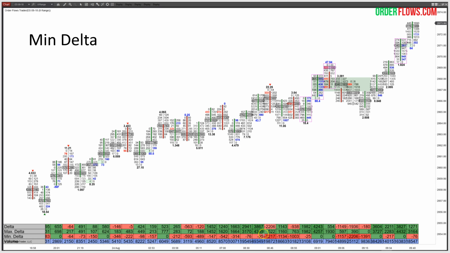It's not necessarily that the max delta minus the min delta comes to the final delta. No, that's not how it's calculated. It's telling you how strong it was, either in a positive sense in the max delta or how strong it was in a negative sense in the min delta.